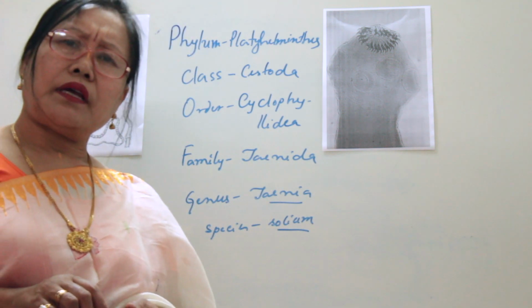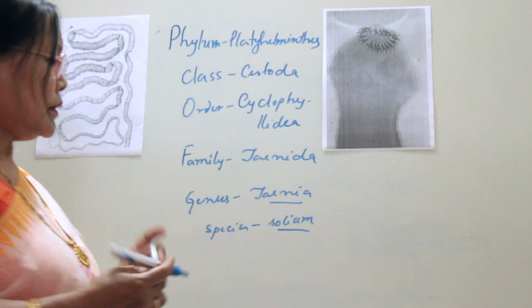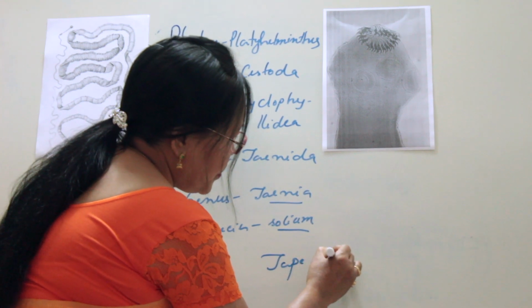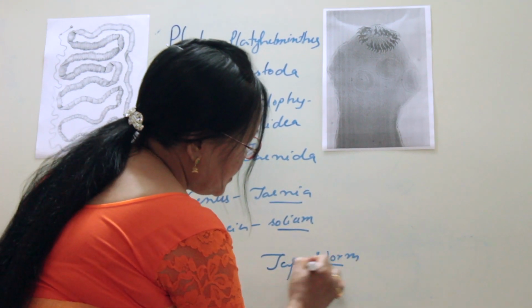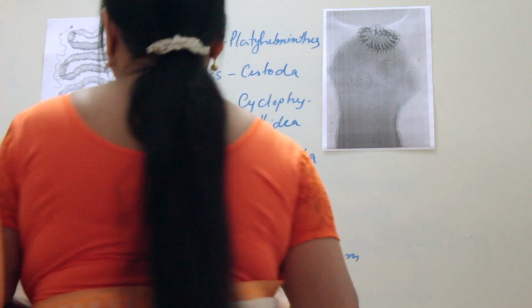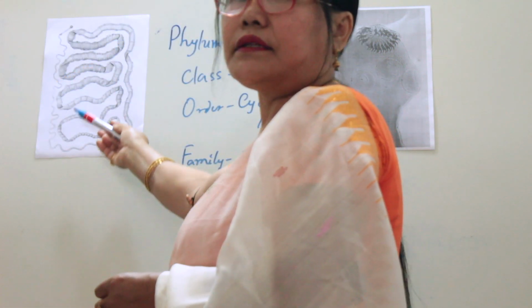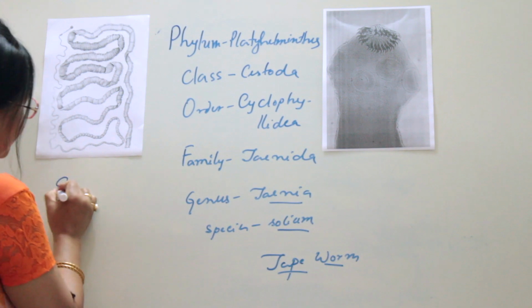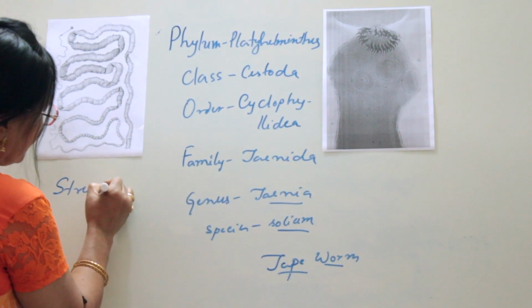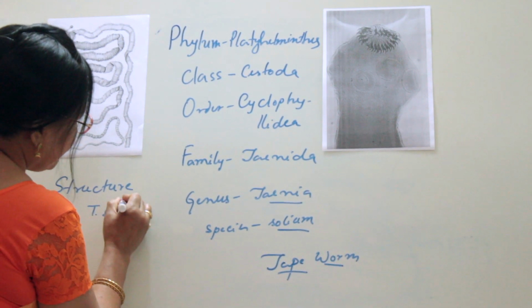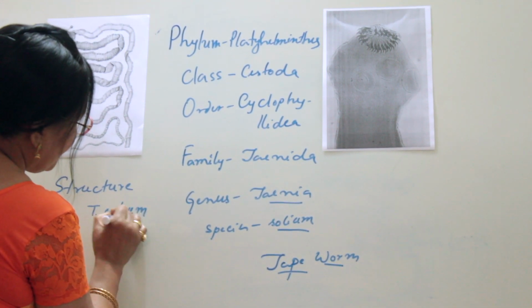Then, what about their structure? The structure of Taenia Solium: they are commonly known as tapeworms because their structure is mainly a tape-like structure. This is the structure of Taenia Solium.